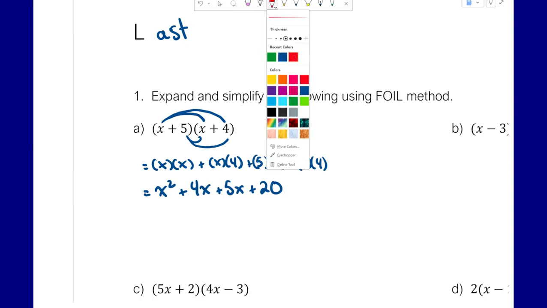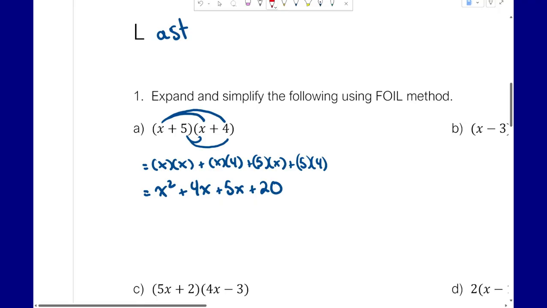Now I need to simplify. I need to combine like terms. If we go back to grade 9, like terms are terms that have the same variable and exponent. So the only like terms I have here are the 4x and the 5x. I can combine those because think of it as 4 apples plus 5 apples. I have 9x, and then plus 20. The x squared and the 20 can't be combined, they're not like terms. So in the end, x plus 5 times x plus 4 becomes x squared plus 9x plus 20.